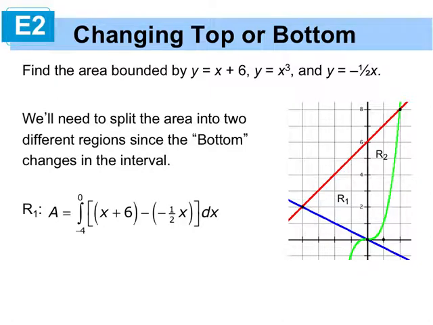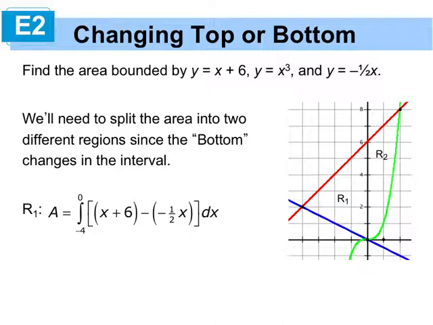We're going to go from -4 to 0, my first point of intersection, to the y-axis, because that's where things change. And as Ella said, top minus bottom, red minus blue. It's about where you put the rectangle.